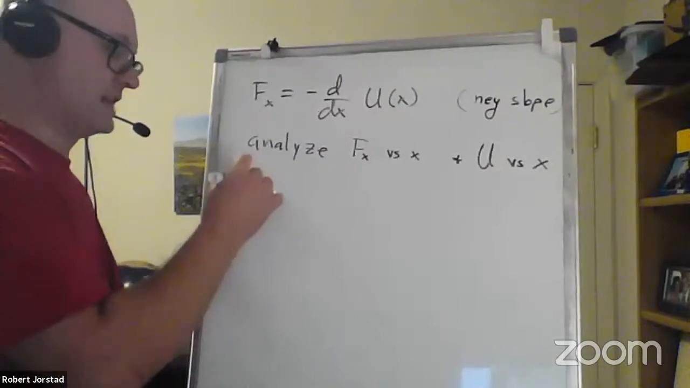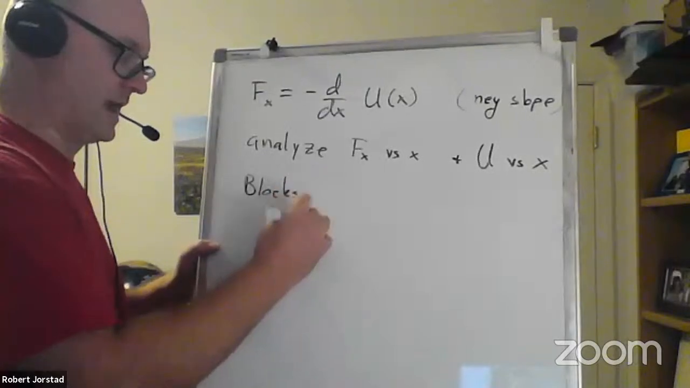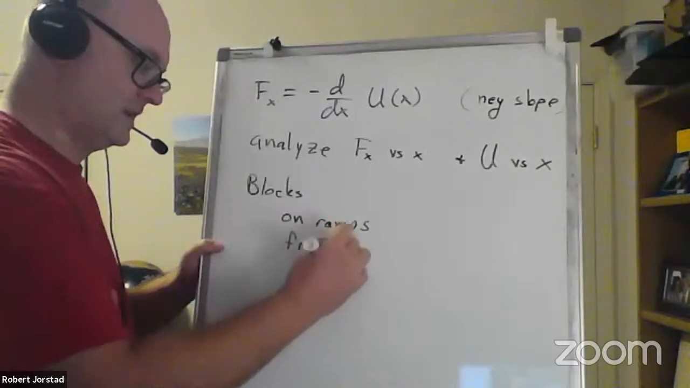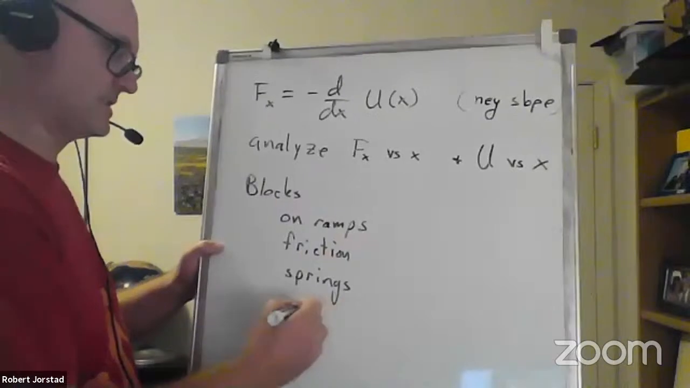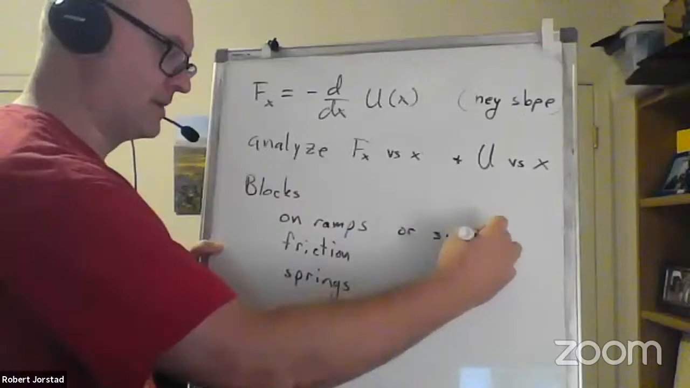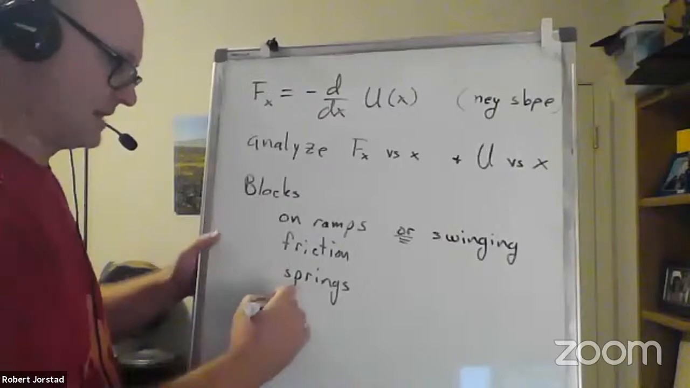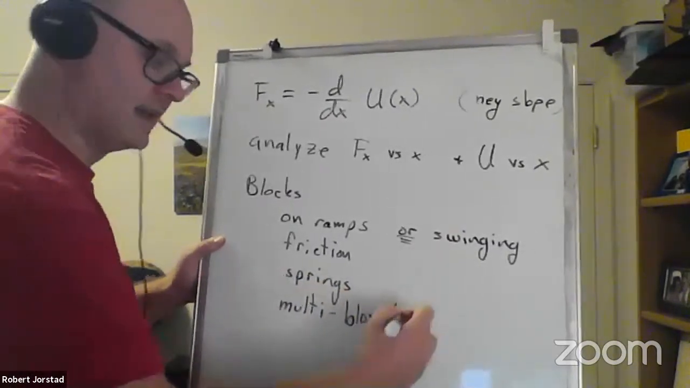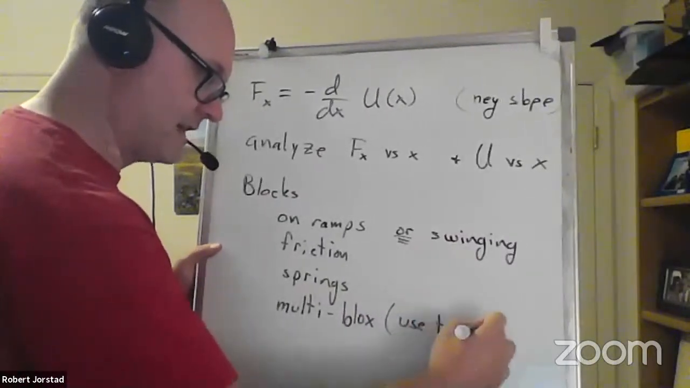We've seen problems with blocks moving around. And we've seen them on ramps. Sometimes they have friction. Sometimes they have springs. Sometimes they're swinging, like on a pendulum or something. Remember that? And sometimes there's multi-blocks. And the trick with multi-blocks was use two reference levels.